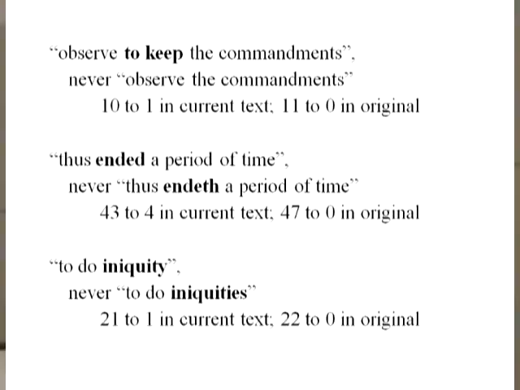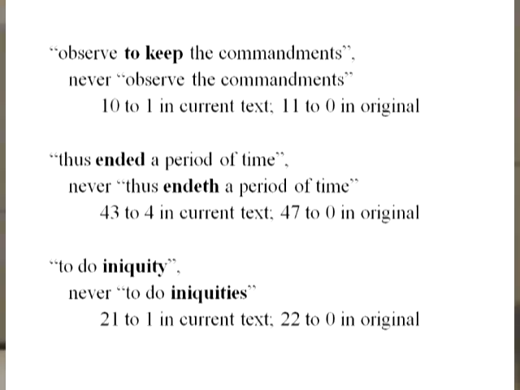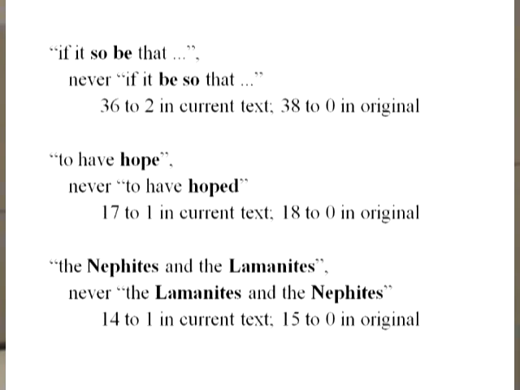Not in the current text. To observe, to keep the commandments, never to observe the commandments. Thus ended a period of time, not thus endeth the period of time. That occurs now 4 times in our current text, but it isn't in the original. To do iniquity, always in the singular. If it so be that, that's the word order in the original. To have hope, never to have hoped. And the Nephites and the Lamanites, always Nephites come first, but not in the current text. There's a wrinkle. So the Yale edition restores this, and over 100 of these, where the original is very systematic.